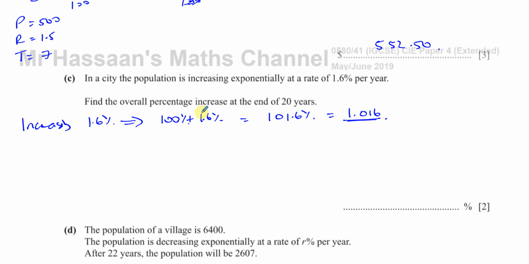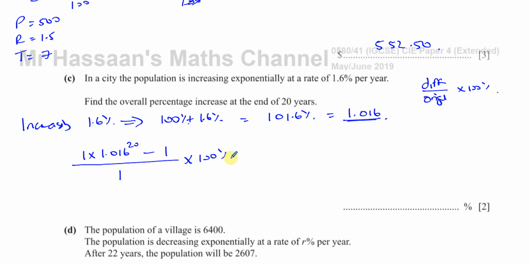First, we're finding a percentage increase. So it's going to be the difference over the original times 100%. Let's say the original population was 1. Then you have 1 times 1.016 to the power of 20. That will tell you the population after 20 years. If you take away the original population, which is 1, and divide that by the original population, which is 1, and multiply that by 100%, that will give you the percentage increase.